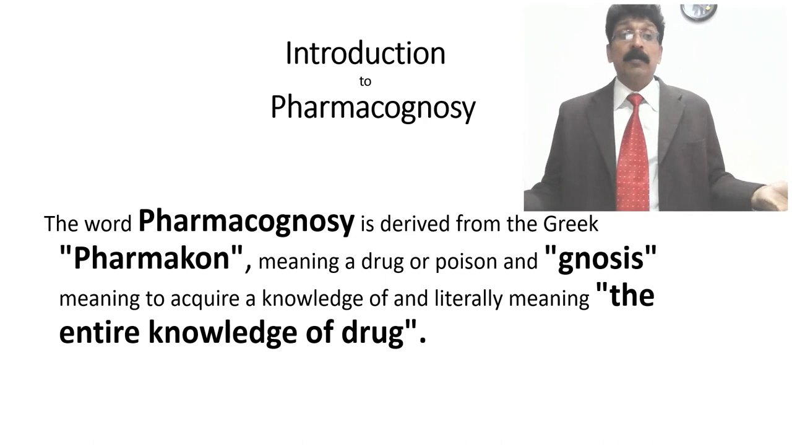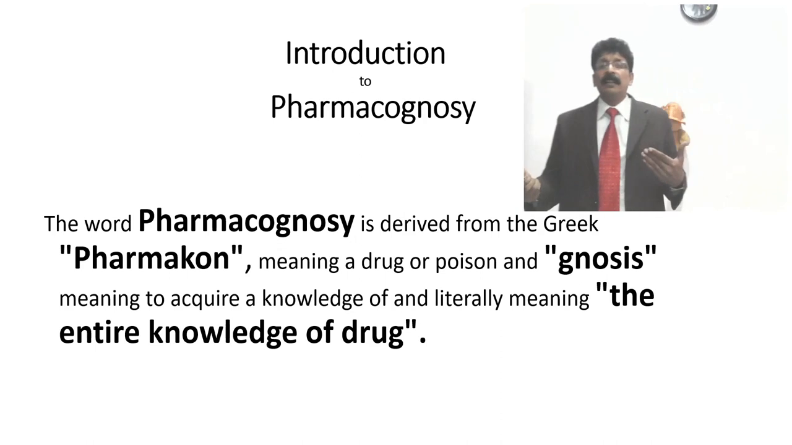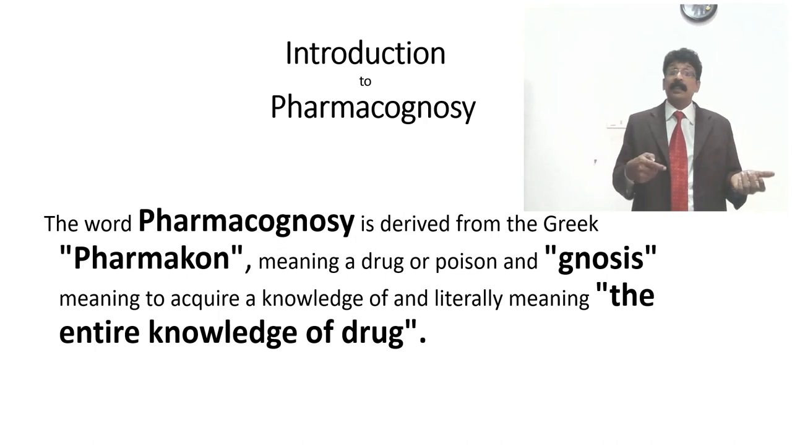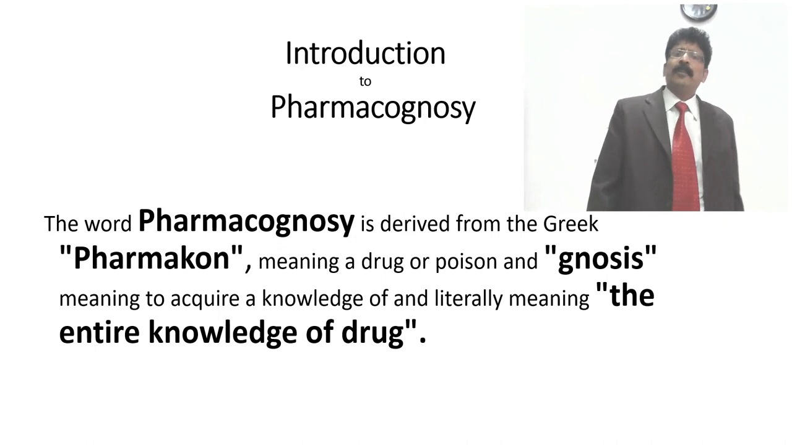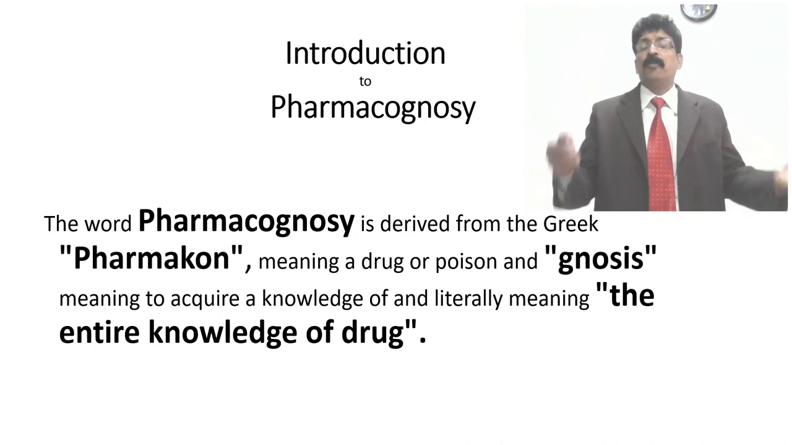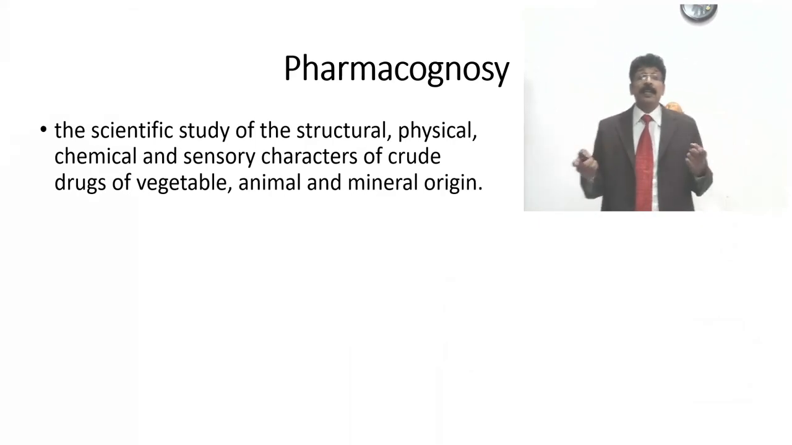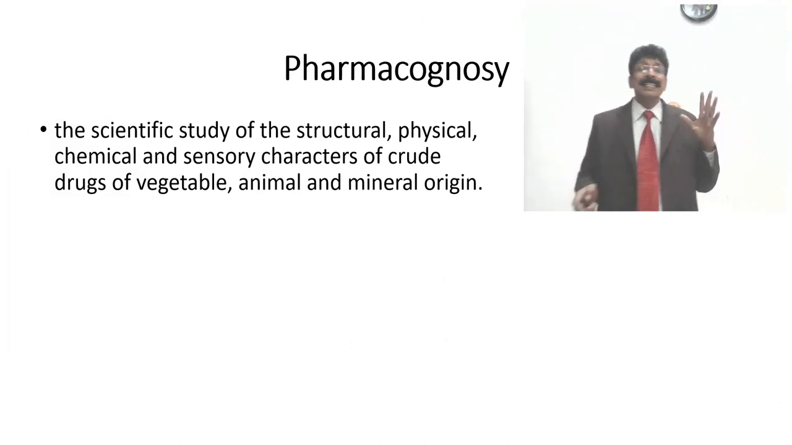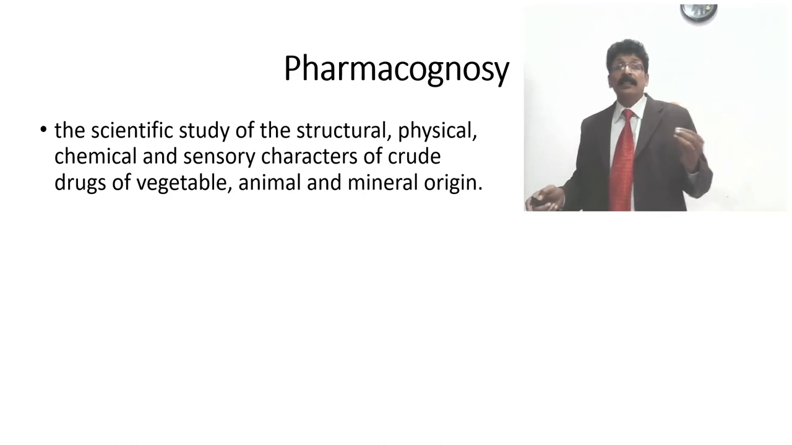So pharmacognosy is derived from the Greek word pharmakon, meaning drug or poison, and gnosis, meaning knowledge, or literally the entire knowledge of the drug. You will study the scientific study of the structural, physical, chemical and sensory characters, like organoleptic characters: odor, taste and color.